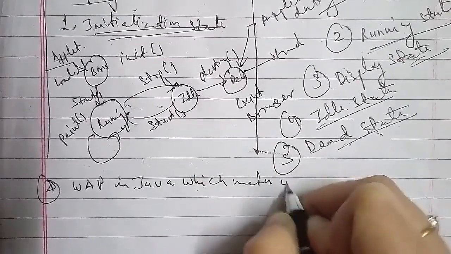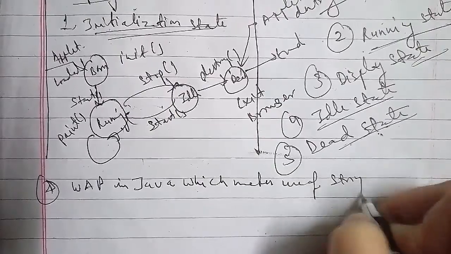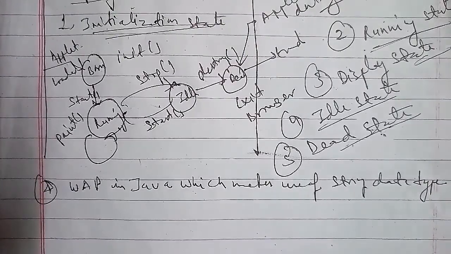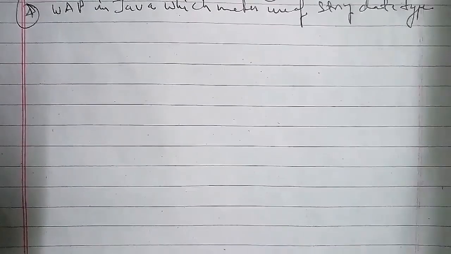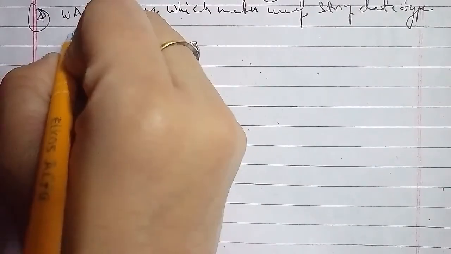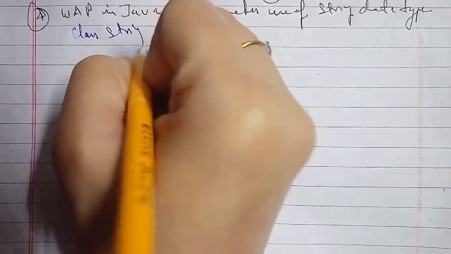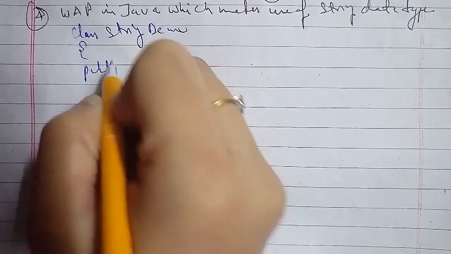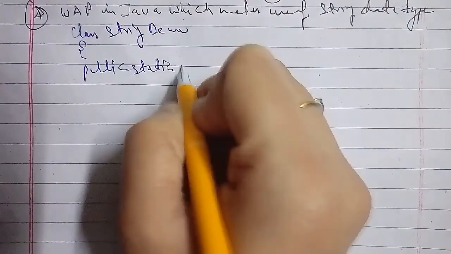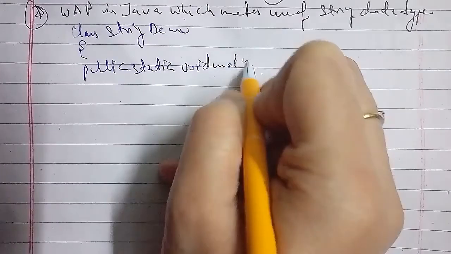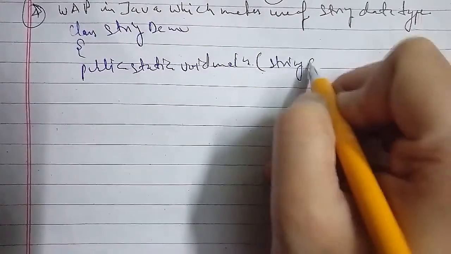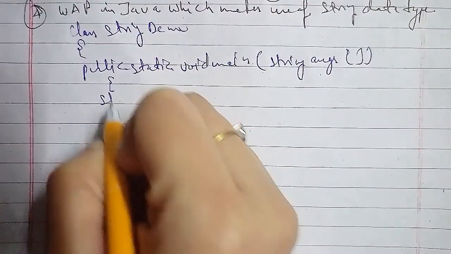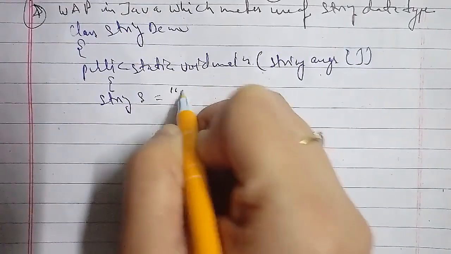Class StringDemo, start bracket, public static void main, String args, start another bracket. String s equals "hello, how are you". System.out.println, closing the bracket.